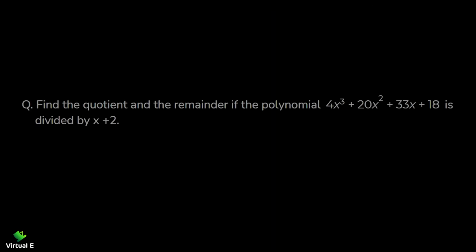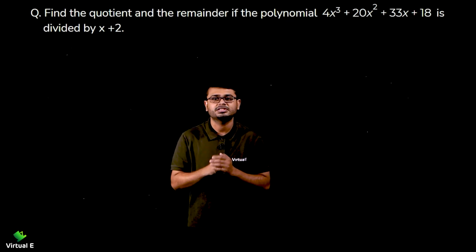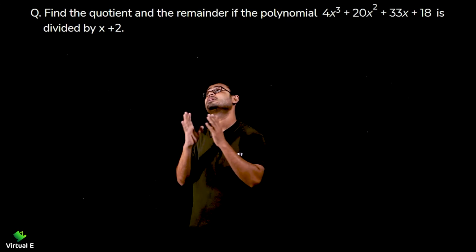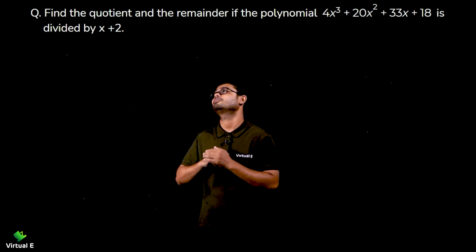Let's start. Find the quotient and remainder if the polynomial 4x cubed plus 20x squared plus 33x plus 80 is divided by x plus 2. So we need to divide this polynomial, right? Similar to the previous one, but we have, I believe, 4 terms. We have a cubic polynomial over here.